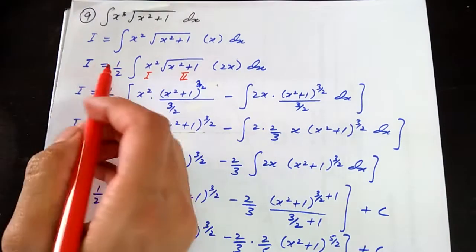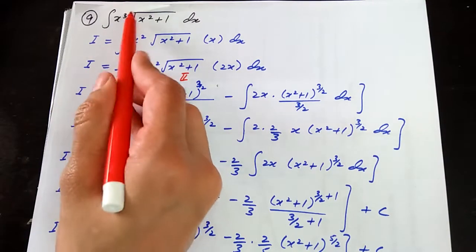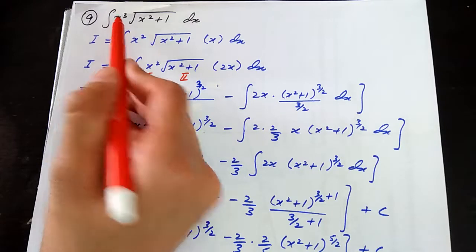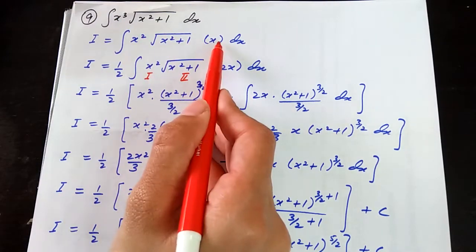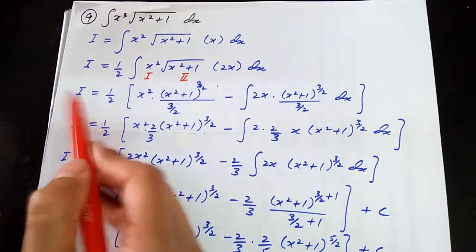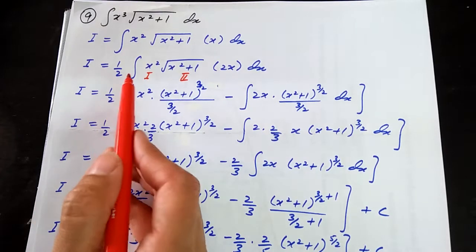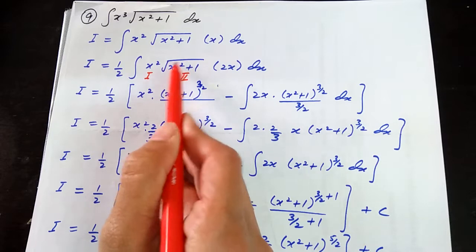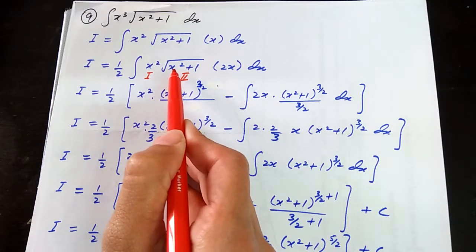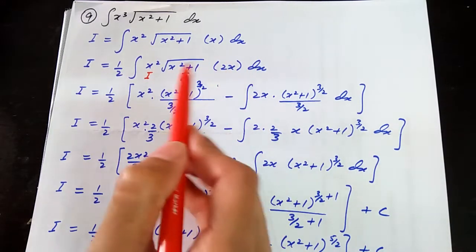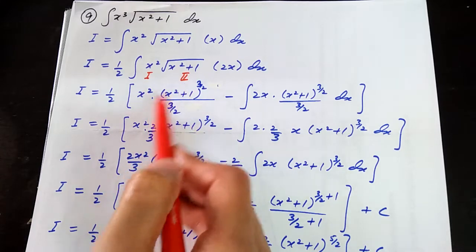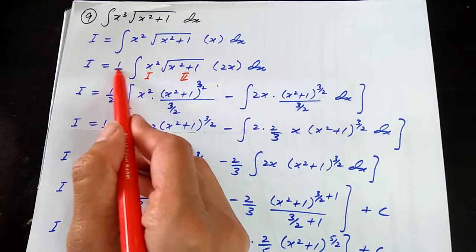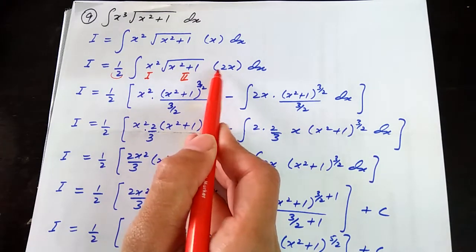Question number 9. Integration of x cube under root x square plus 1 dx. X cube can be written as x square into x. Now I just made here 2 because I know that x square has the derivative 2x. That will maybe be needed somewhere after using the formula of integration by parts. So I just made 2 here by dividing by 2 and multiplying by 2.